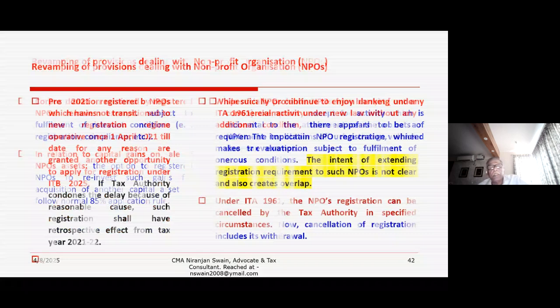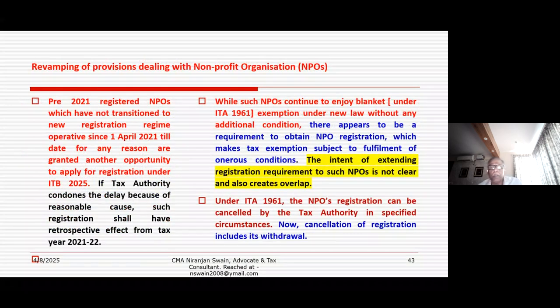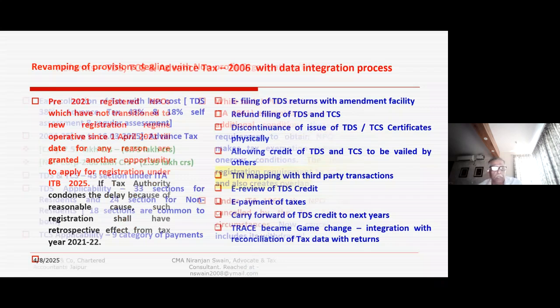In many cases the registration has already lapsed after 5 years. It was pending, so an opportunity is given. If any NPO whose registration has not been granted or is not operative since 1st April 2021, the chance has been given, so they can regularize or register under the IT Bill 2025. Registration can be cancelled by the tax authorities in specified circumstances. Now the cancellation of a registration includes withdrawal also. So mostly they have expanded the scope for NPOs.